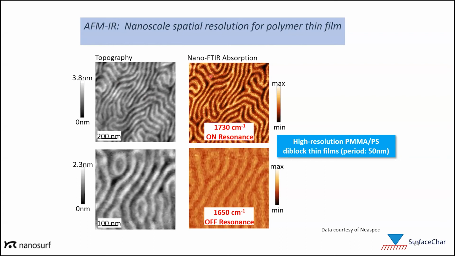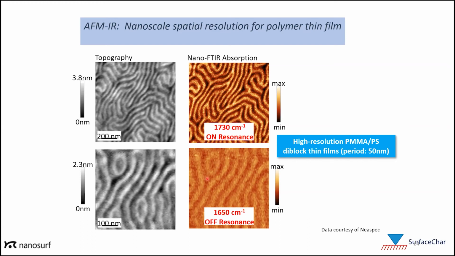And the dark regions was polystyrene, where there was no PMMA peak. So this is incredibly helpful because now we unambiguously know which component is which. And just to make double sure that this is not some kind of artifact, they turned off resonance into a spectral area where there isn't really strong absorption of any component, 1650 wave numbers.